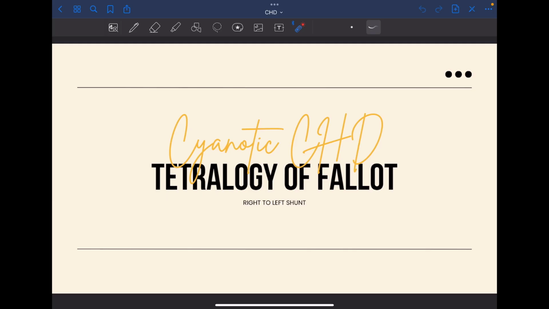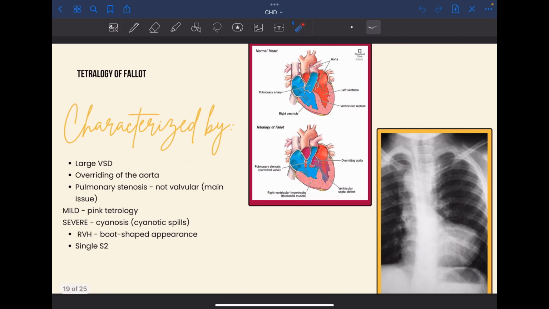We'll be covering cyanotic congenital heart diseases now, starting off with tetralogy of Fallot. The reason this disease is cyanotic is because the shunt will have the blood flow from the right side to the left. So deoxygenated blood is coming into the oxygenated side. What makes this pathology cyanotic is essentially the four presentations that it needs to come with.